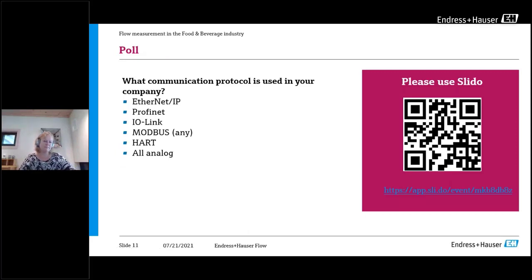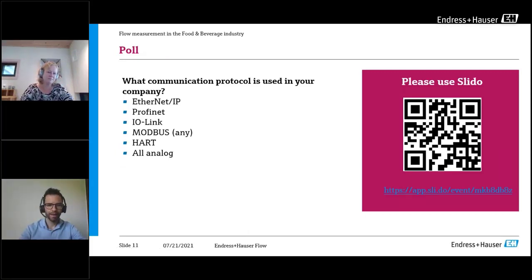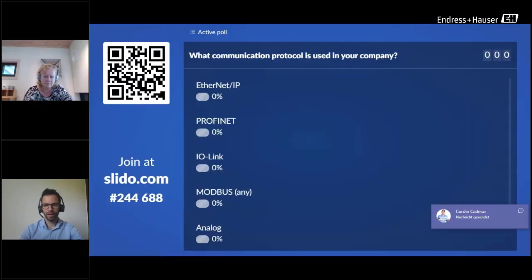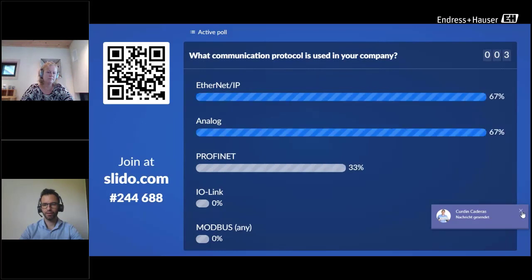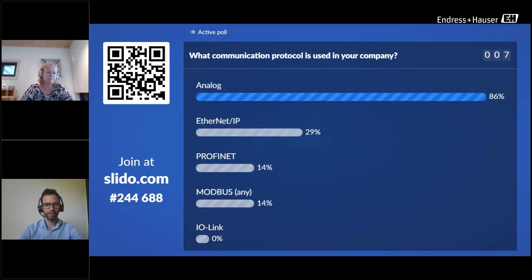Yes, so I will take over quickly. That's the second poll already. Hege mentioned that we have different communication protocols used in our devices, and we would like to know from you what kind of communication protocol you use in your device. Here we would like you to scan the QR code, or use the link which was provided, and state which communication protocols you're using.